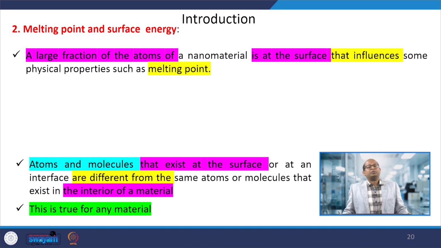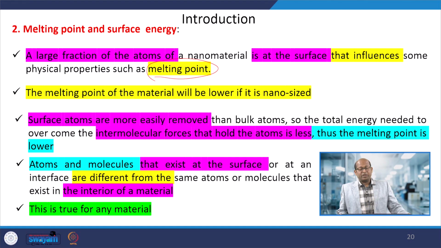So the atoms or molecules present at the surface change the melting point of that particular material. Let's say if we prepare a material in bulk size, a particular metal, and convert it into nano, the material is the same, but the melting point will change.